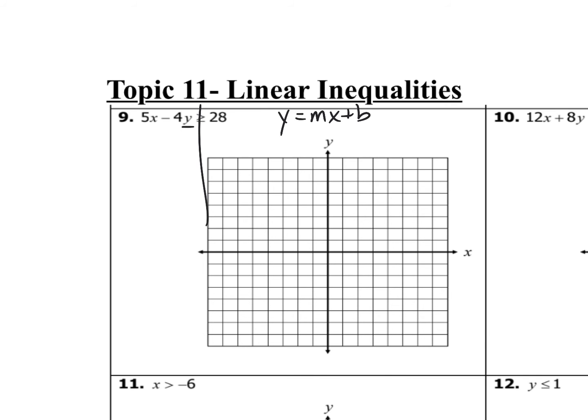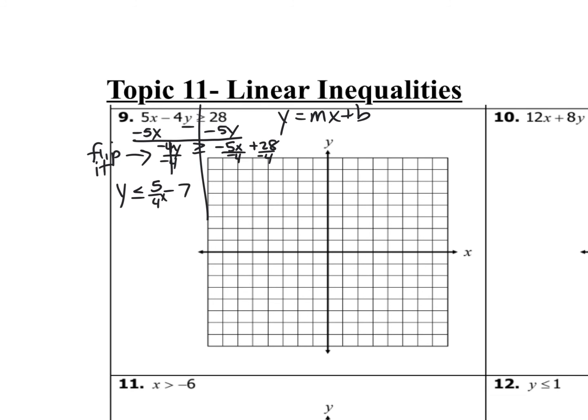So here we go. We've got minus 5x. So negative 4y is greater than or equal to negative 5x plus 28. And then I divide by negative 4. And when I divide by negative 4, I get y. I have to flip the sign, because I divided by a negative, is less than or equal to positive 5/4 x minus 7.